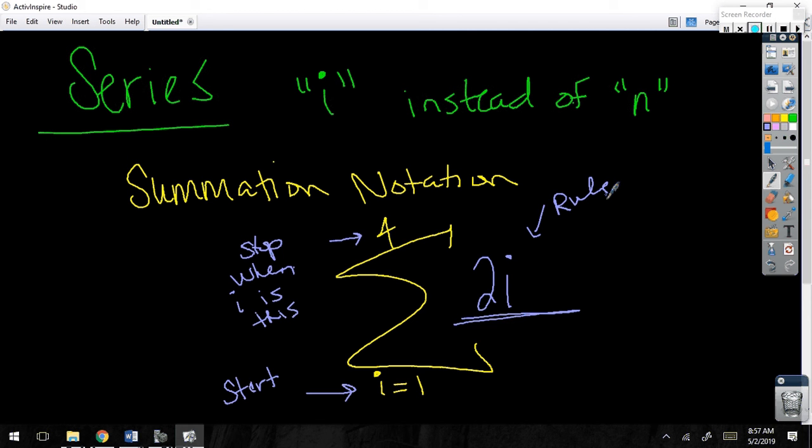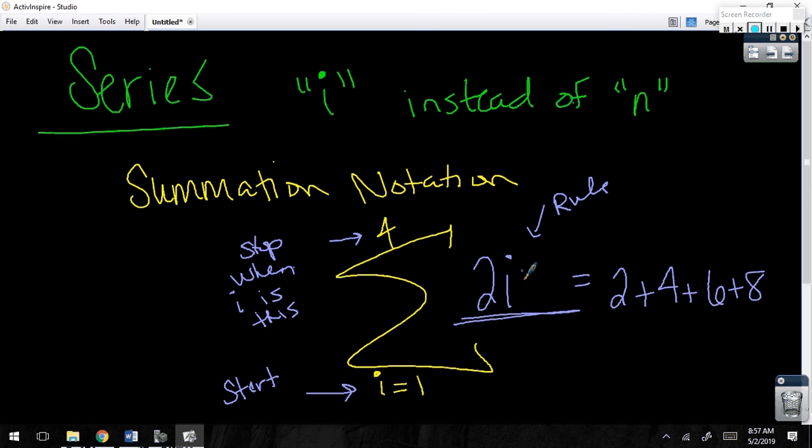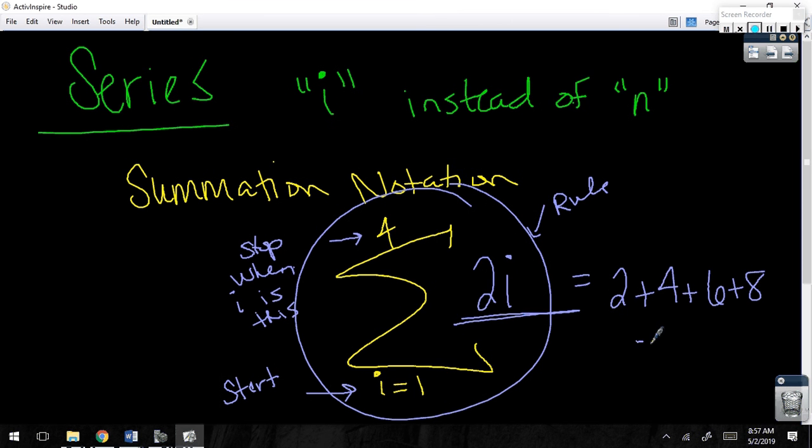Okay, so the first thing to do when you see something like this is to write the first 4 out, right? So the first one is what? 2. This one's a plus instead of a comma because it's a series, not a sequence. What's the second term? 4. The third term? And the fourth term. So this equals 20. Okay?